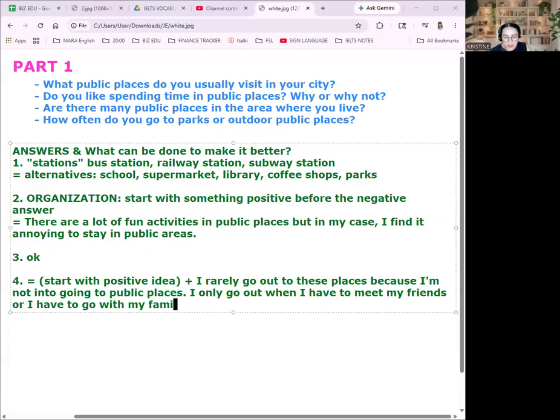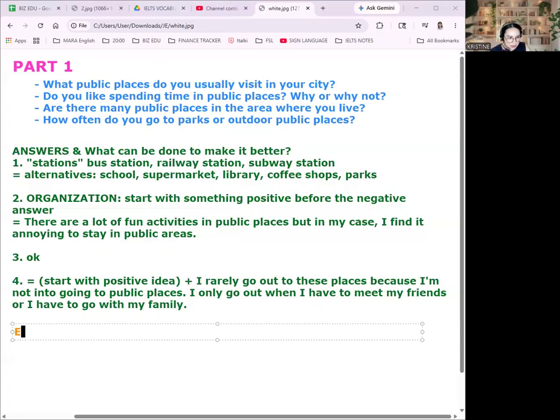So we still use the original concept of your idea, Peter, but we need to use the word rarely because again, we're talking about how often. When we talk about how often, that's how many times do you go to parks or outdoor places. So that's just one thing here, Peter. Overall, Peter, let's talk about general feedback this time.